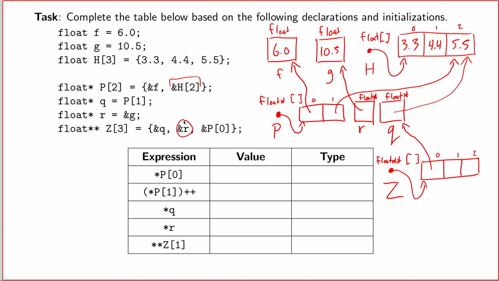The next element is arrow pointing at r. Okay, so arrow pointing at r is also a float star star. R is a float star. Arrow pointing at r would be a float star star. How am I going to get away with this? Okay, I'm so sorry. There we go.